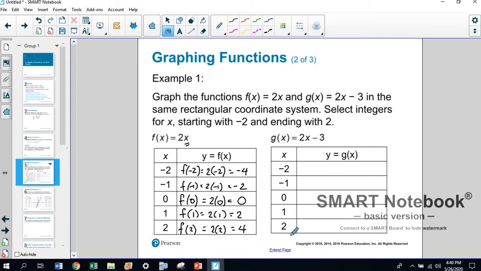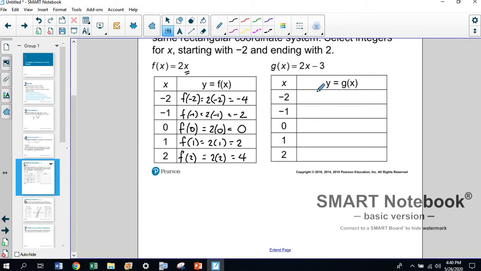Okay? We're going to do the same thing with the g's. You plug in -2 for x. You get 2 times -2 minus 3. 2 times -2 is -4 minus 3. That gives us -7. Okay, if you want to find g of -1, same thing. Plug it in. You're going to get -2 minus 3, which is -5.